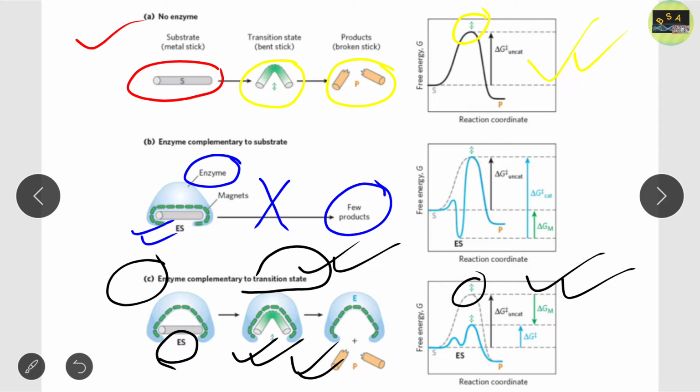So what is the transition state? The transition state is the point of highest free energy, in which the reactant, that is the substrate, is partially converted into product, not fully, only partially, and after that it will give rise to active products. So this is the concept.